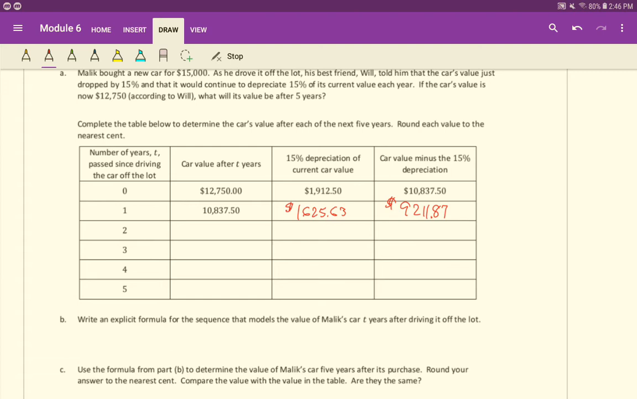All right. So then we'll rewrite this one right here. That's the car's value coming into this. We'll find 15% of that. So again, 0.15 times 9211.87. I get 1381 point, and I'm going to round to 78. Okay, again, subtract these two, and we get 7,830.09.